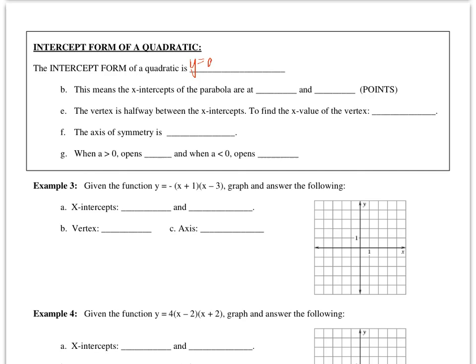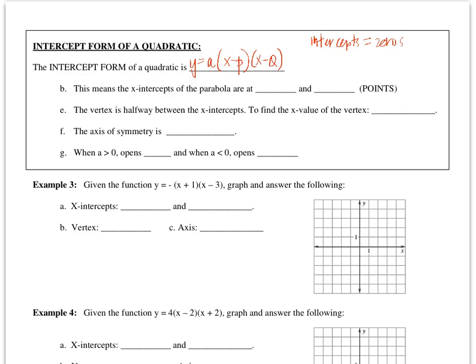y equals, we still have that a again, but now I'm going to use two different values, (x minus p) and (x minus q). And p and q are called intercepts. And another word for intercepts, just so we make it clear, is zeros. And another word also is solutions. Those three words are going to be interchangeable as we go through this chapter.